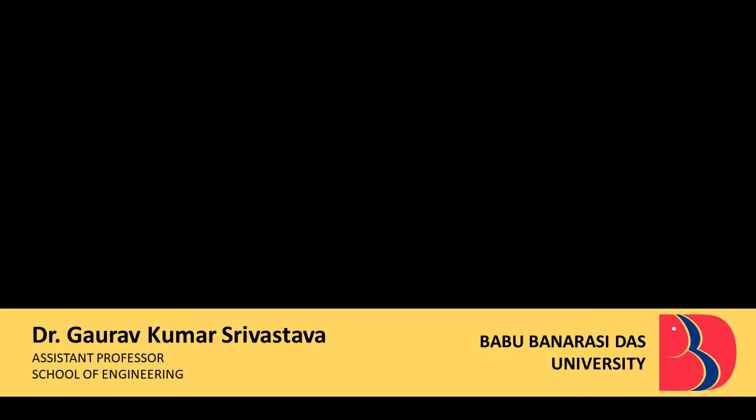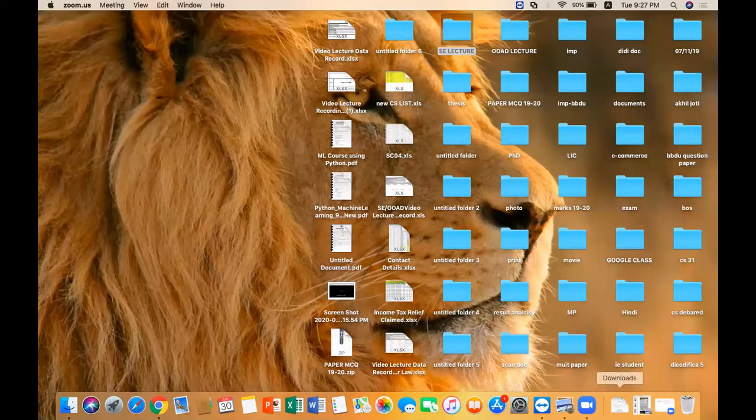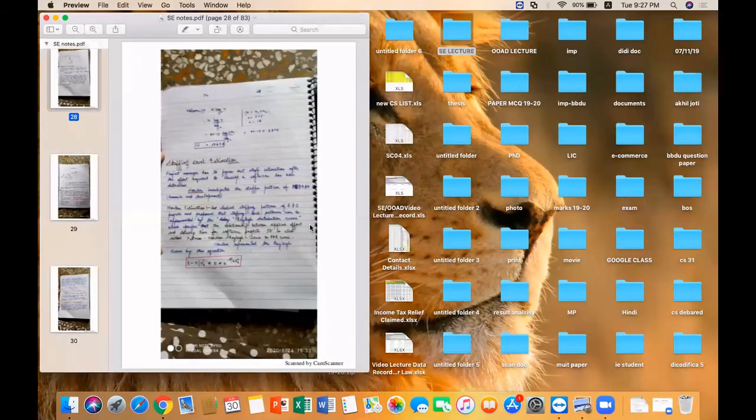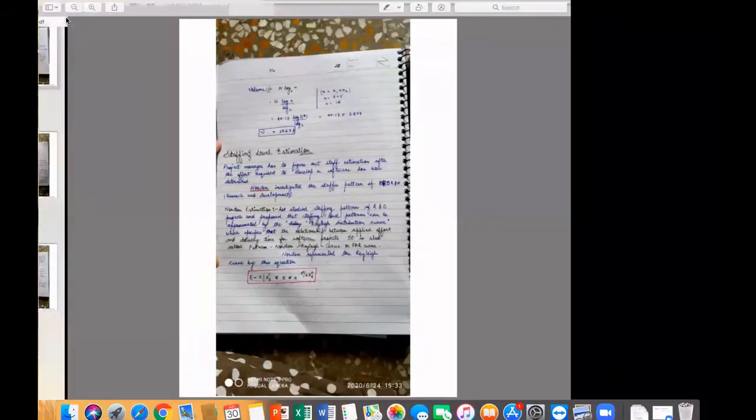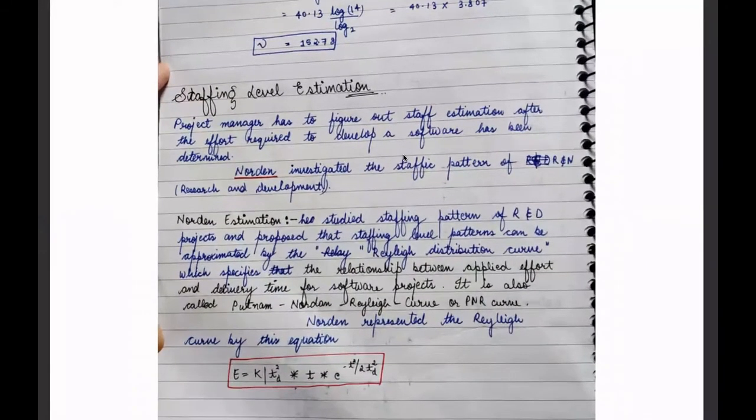Good morning, class. Today I'm here with my next topic of the software engineering project subject. In this module, this one is the last topic. It will complete the first module. First I share my PDF. After that, I will explain what the topics are and what things remain in the first module. I'm talking about the last topic, which is shared here: staffing level estimation.